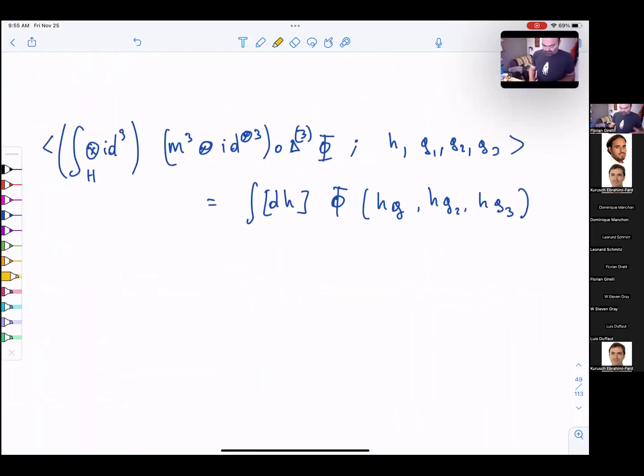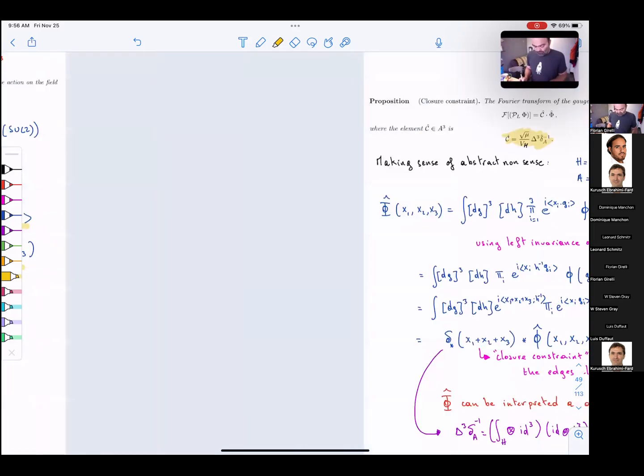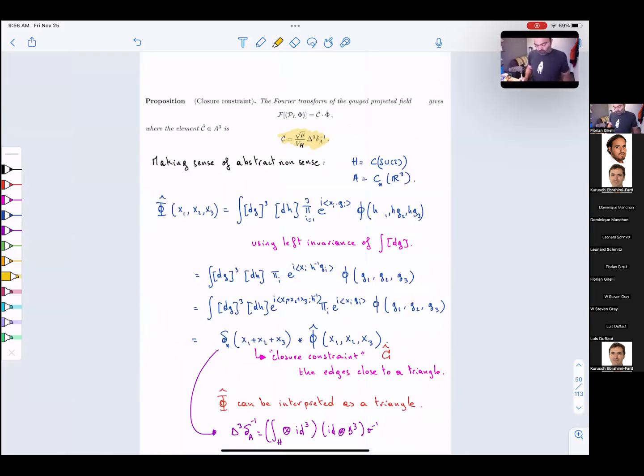And then I can just integrate, right? So I don't do anything on the G piece, and I'm just going to integrate over this H sector, and that's going to be the left invariant field. Okay, so that's how I can formulate this field that I introduced before.